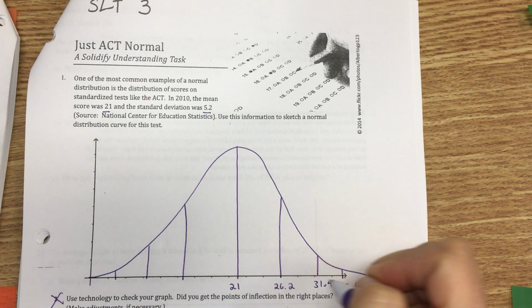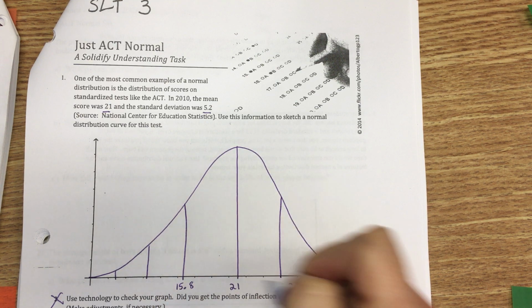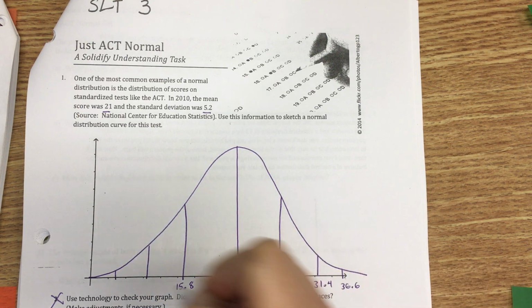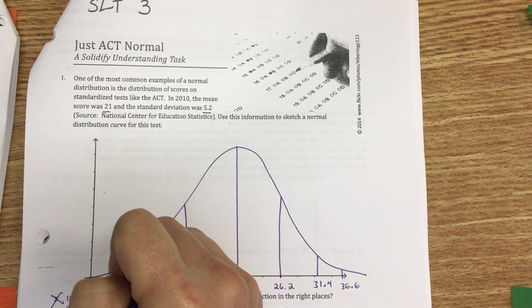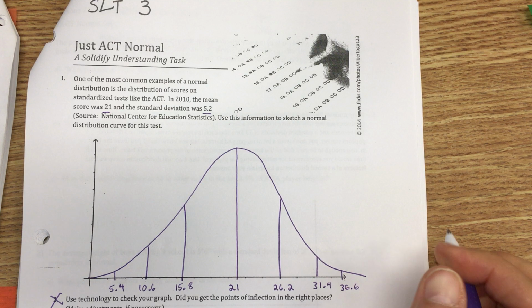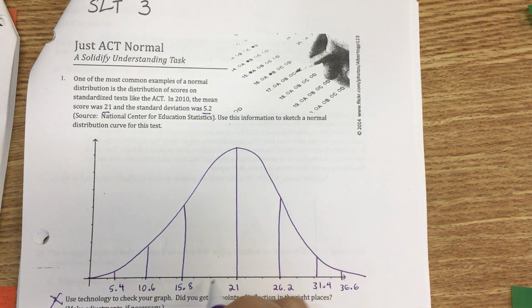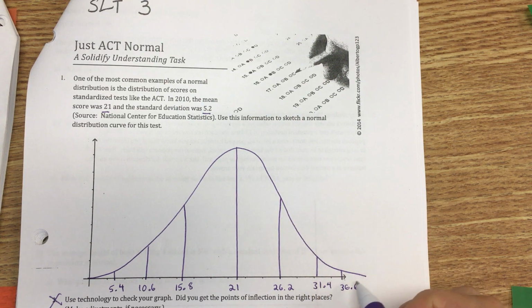I'm still going to write 36.6. Now I'm going to subtract, so this is going to be 15.8, and then this is going to be 10.6. This is going to be 5.4. Okay, so that's pretty good. This looks a little wide, but that's okay. So I have sketched my normal curve for this test.